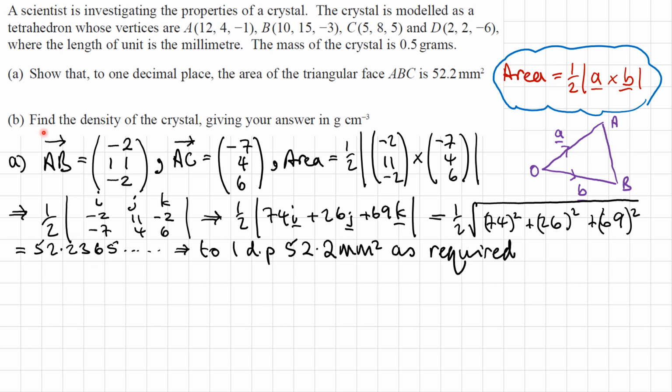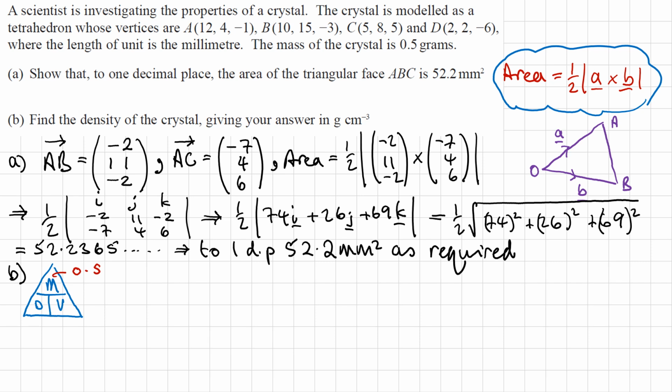And part B, find the density of the crystal giving your answer in grams per cubic centimeter. Now here's our density, mass, volume formula triangle. We have the mass given in grams, so that's fine. So that's going to be 0.5.